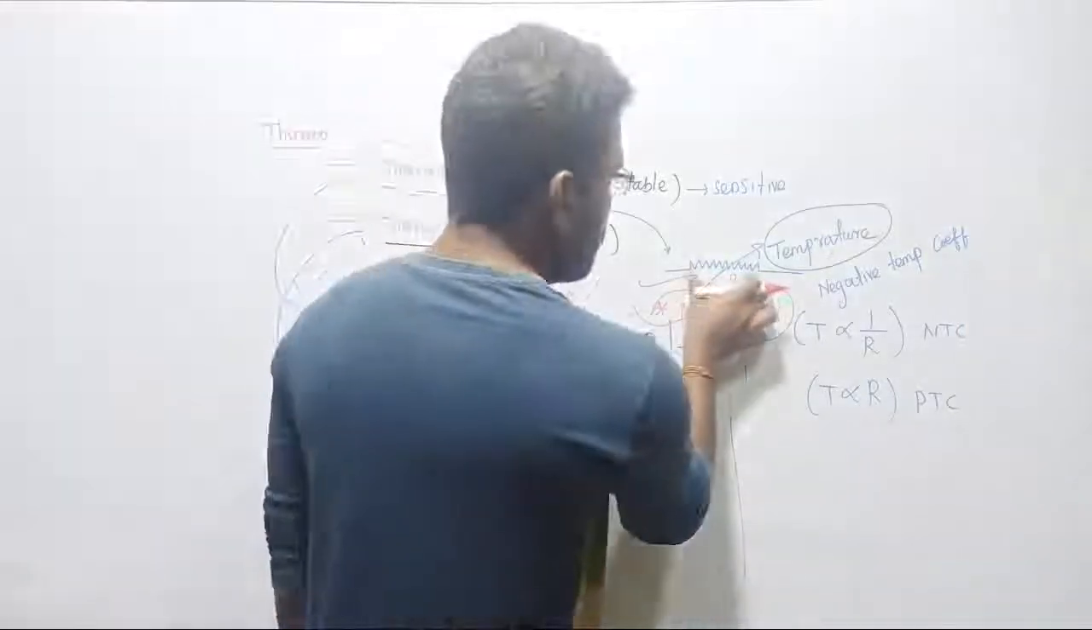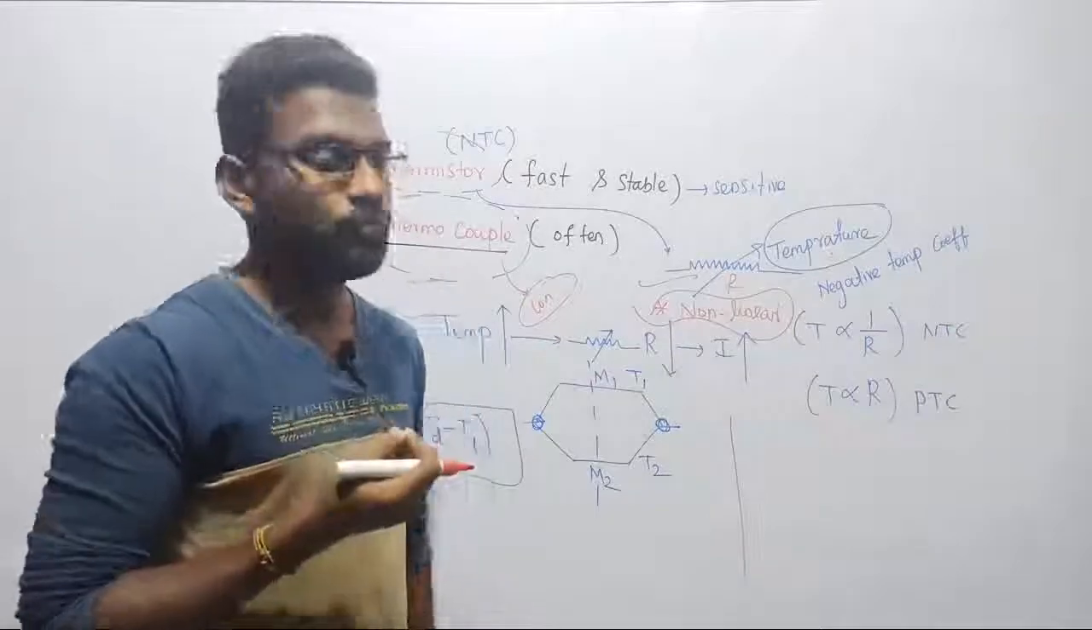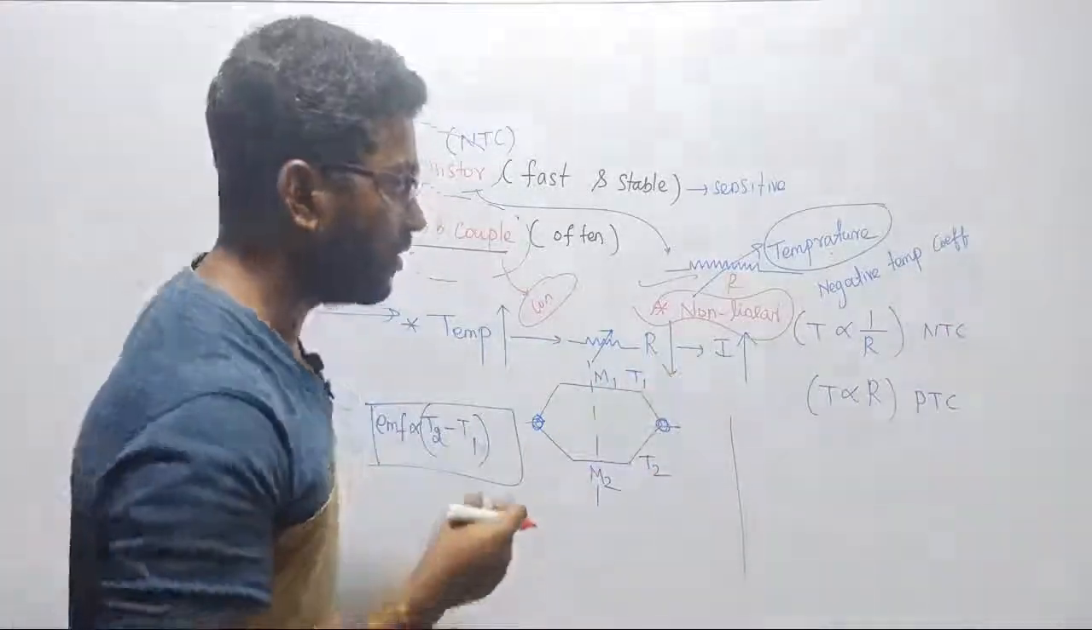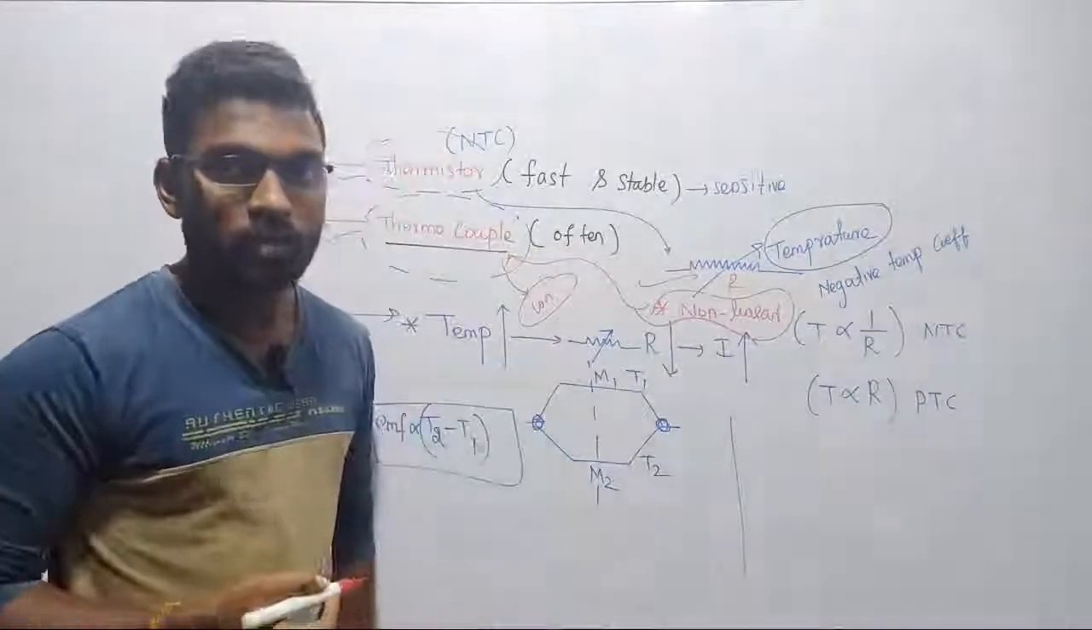Though this resistance is variable, it is producing non-linear behavior. Because it produces a non-linear behavior, that is also one more reason why we give priority to the thermocouple, right?